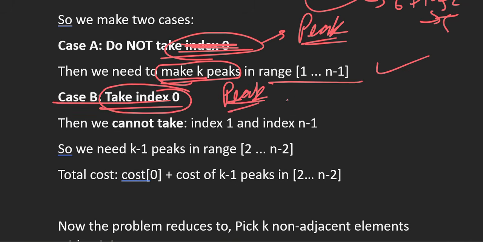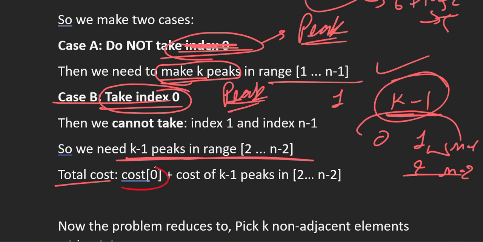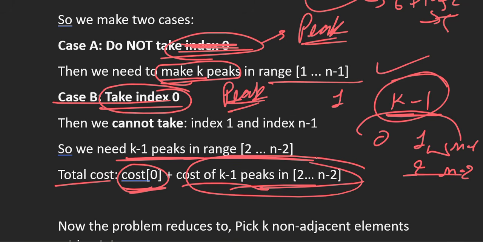Or case 2 is if we take index 0 as a peak. If we take index 0 as a peak, then we have already got one peak. Then how many more peaks are required? We require k minus 1 peaks. But if we have taken 0, then we can't take 1, and we cannot take the last one, that is n minus 1. So we have to take from 2 to n minus 2. That is, we need k minus 1 peaks in the range 2 to n minus 2. And then the total cost will be the cost to make 0 the peak and the cost of k minus 1 peaks in this range, right?